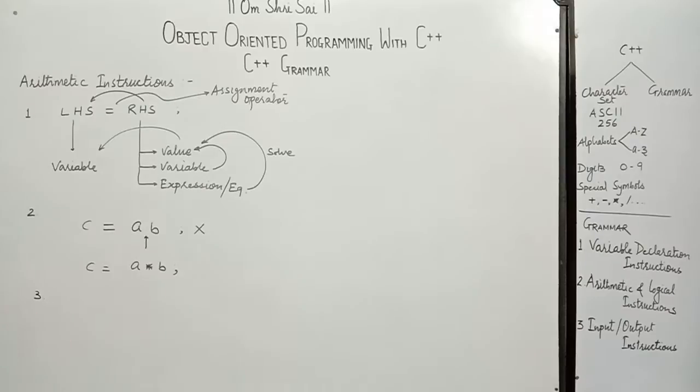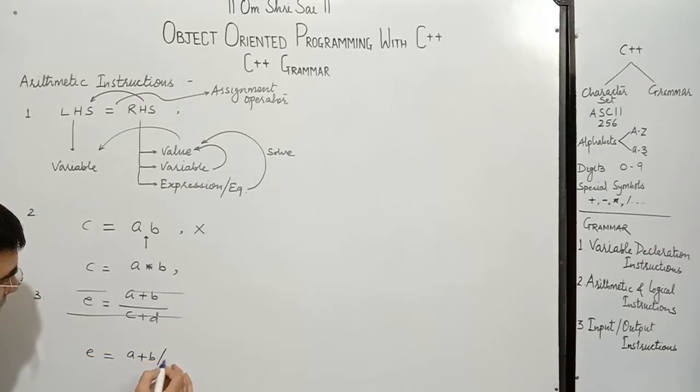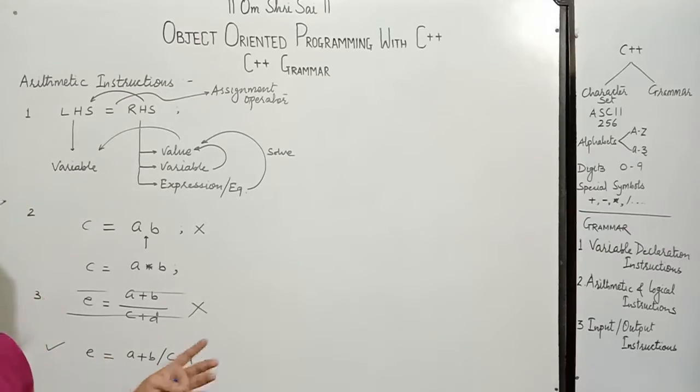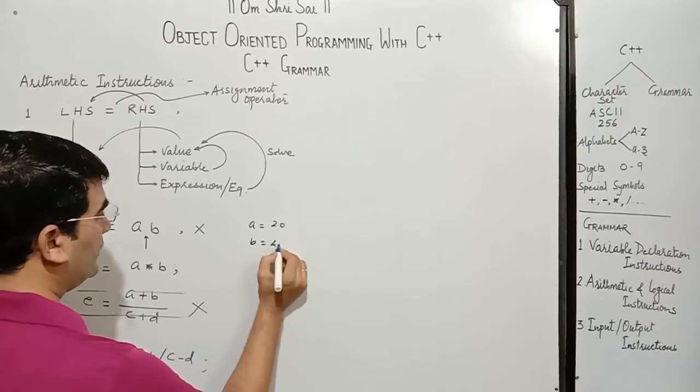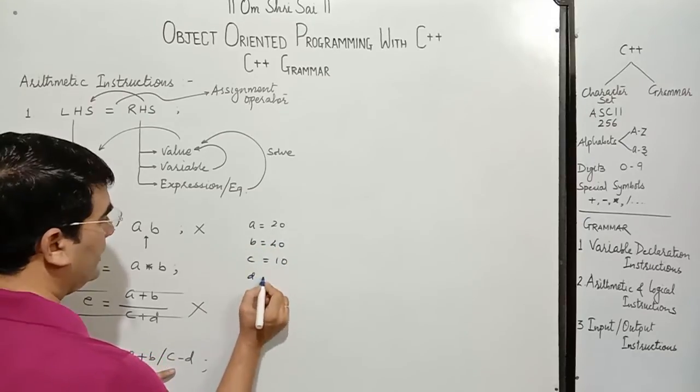Now third rule is the statement must be single line. In mathematics I can write the expression like that. Now this is actually the two-line statement, but in programming this is not allowed. While programming we must have to write the single line statement A plus B divided by C minus D. So this will be the correct statement. This is not a correct statement, but as soon as I write the single line statement, the answers may differ on the basis of the BODMAS rule. Now take the example. If we assume that A is equal to 20, B is equal to 40, C is equal to 10, D is equal to 5.